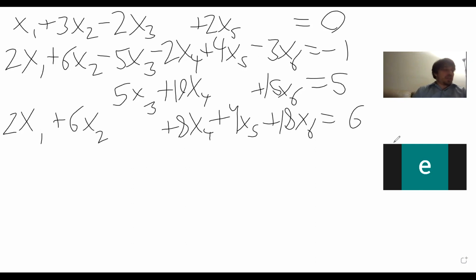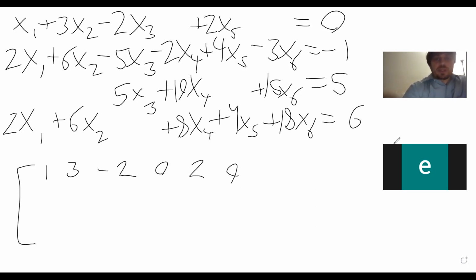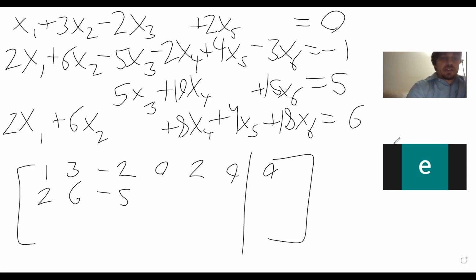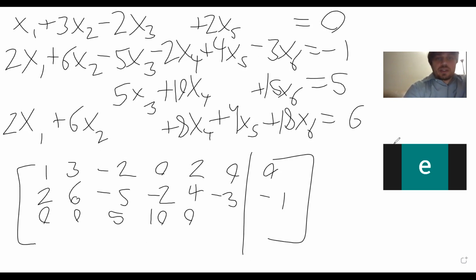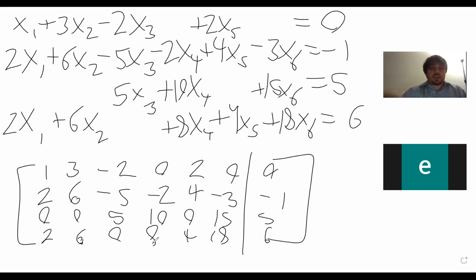Okay, so we just want the corresponding augmented matrix for this linear system. The corresponding augmented matrix is just 1, 3, -2, 0, 2, 0, and then there's a 0 here. You have 2, 6, -5, -2, 4, -3, -1, 0, 0, 5, 10, 0, 15, 5, 2, 6, 0, 8, 4, 18, 6. Okay, so this is the corresponding augmented matrix for that linear system.